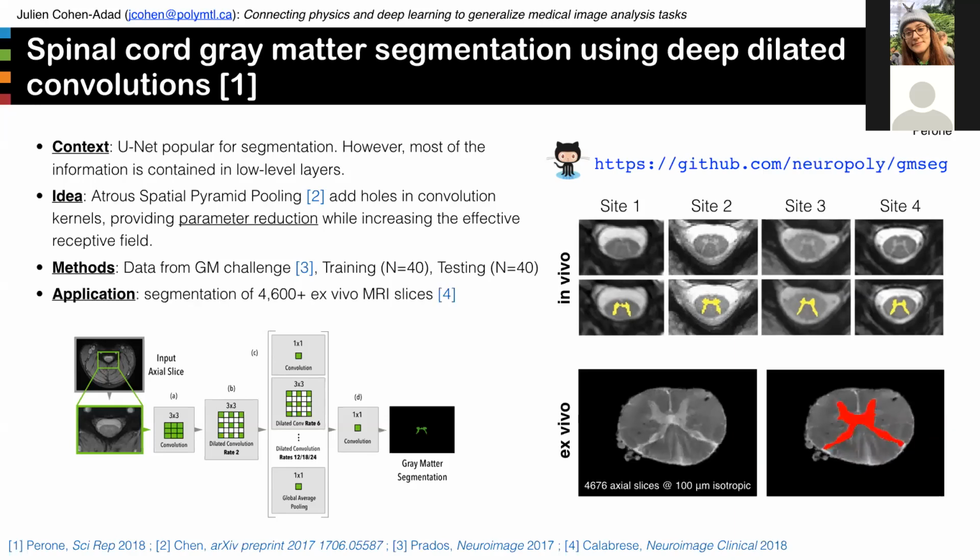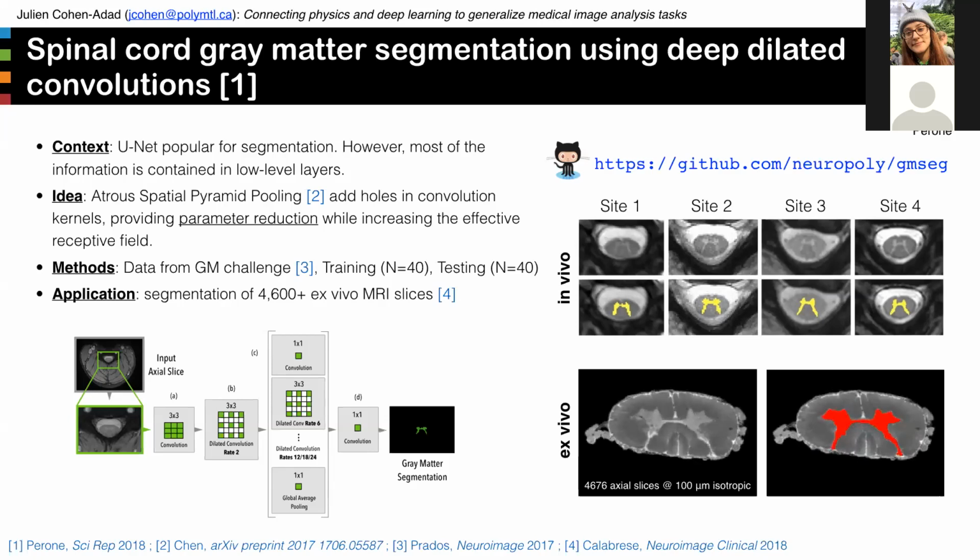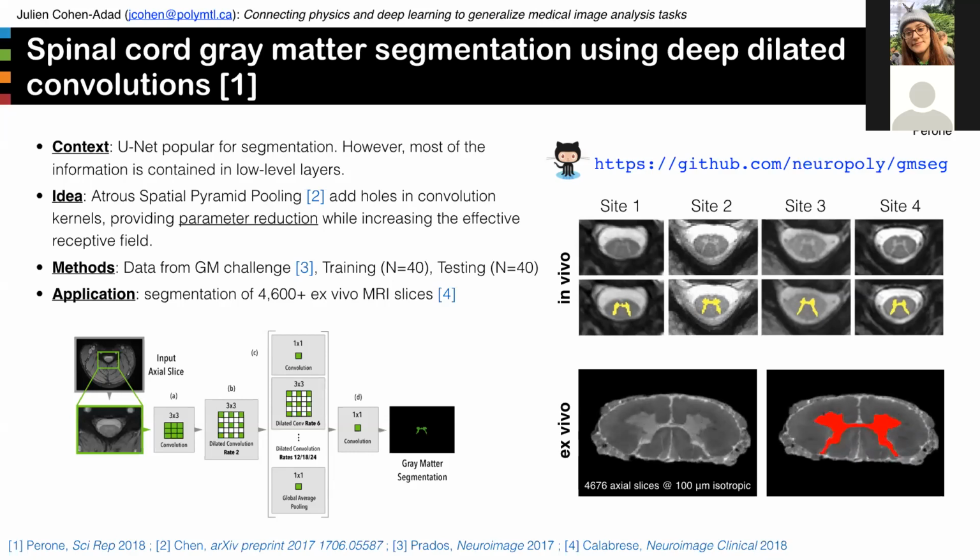We also show that the same architecture can scale very well to high-resolution images. Here you're seeing an example of MRIs acquired at hundreds of micrometers resolution, across almost 5,000 slices, and all the slices were segmented automatically with only 10 slices required for the ground truth segmentation. You can find more details in these publications.